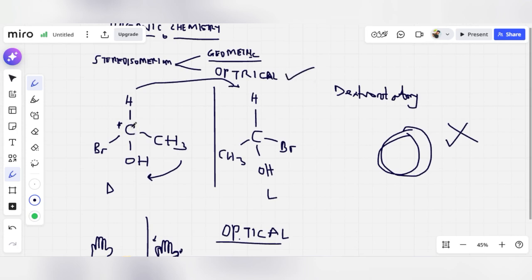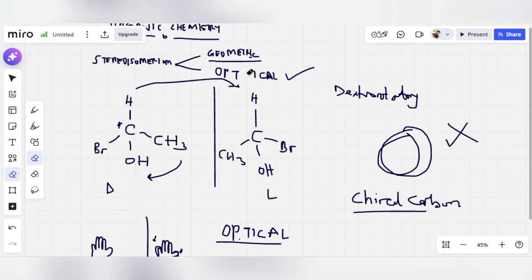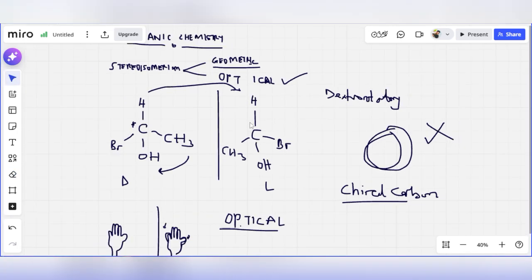So that carbon attached to 4 different groups is called a chiral carbon. Let me quickly write that for you. A chiral carbon: a carbon attached to 4 different groups. This carbon here is a chiral carbon attached to hydrogen, bromine, hydroxyl, and methyl. So it's capable of undergoing what we call optical isomerism. That's what you need to know about that.